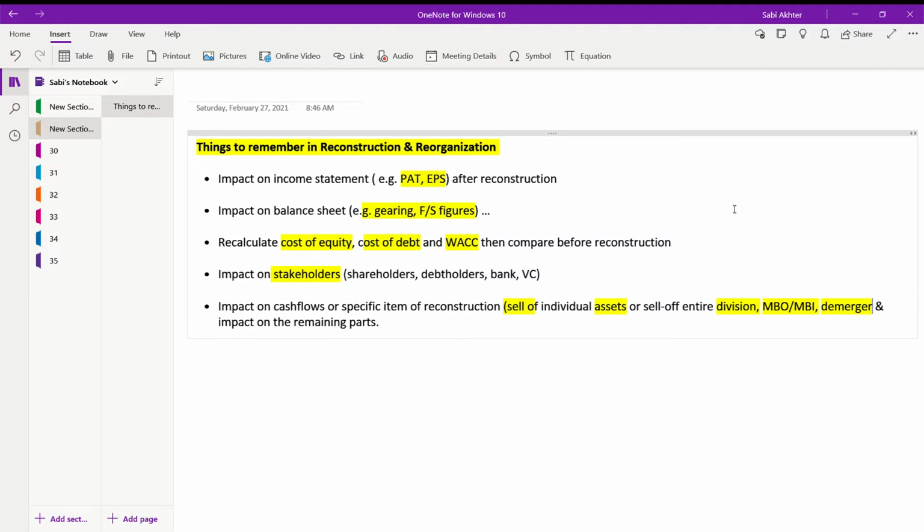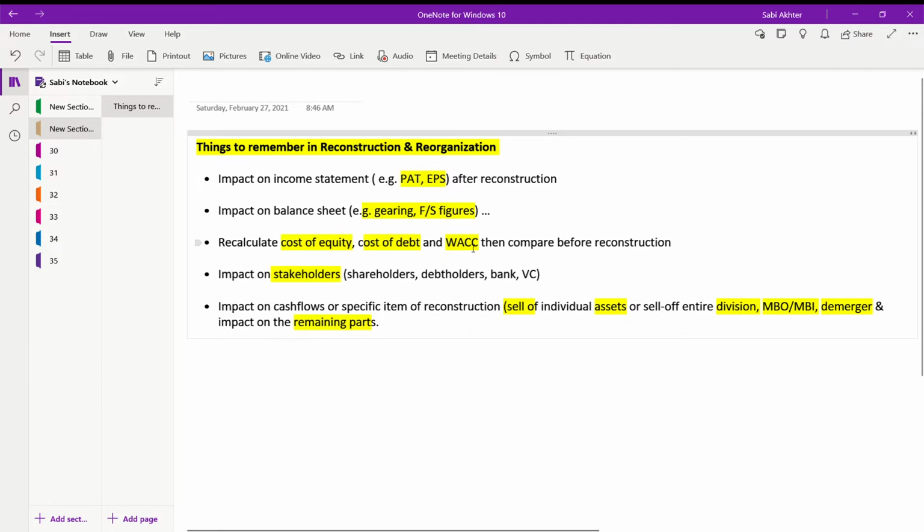Let's say you have two divisions. One division is holding 70% of the investment, the non-current assets. The other one is having 30%. So that 30% part you have sold off. You're receiving cash and everything. You show the impact also. Now, what is the impact on the 70% which is remaining in your organization? That impact you have to show. So don't forget to show the impact of the remaining parts. Right? So these are some key areas.